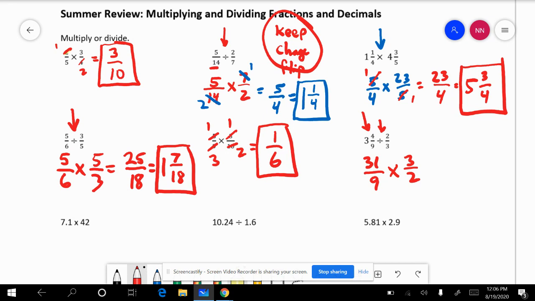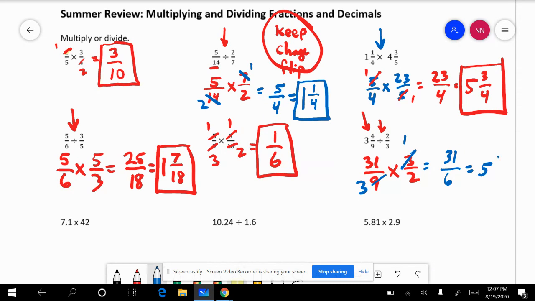I'm going to see if there's anything I could cancel. 31 and 2 is no. 3 and 9 is yes. So this becomes a 1. The 9 becomes a 3 because 3 can go into 9 3 times. 31 times 1 is 31. 3 times 2 gives me 6. This is an improper fraction. I'm going to change it to a mixed number. 6 goes into 31 5 times.